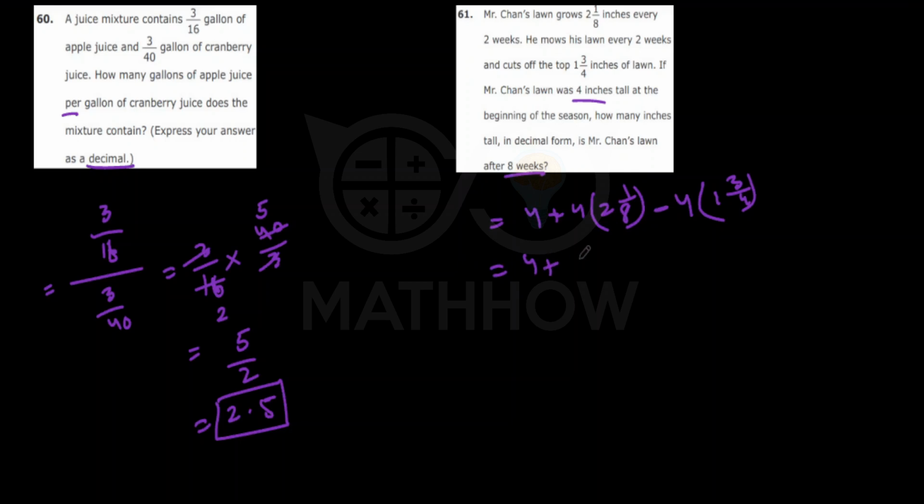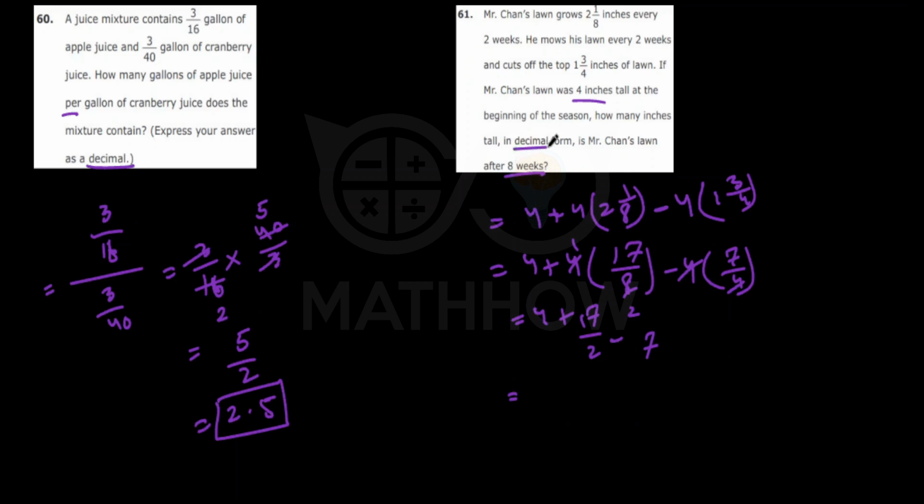Converting the mixed fractions into improper fractions, this will become 17 over 8 minus 4 into 7 over 4. So 4 plus 17 over 2 minus 7.